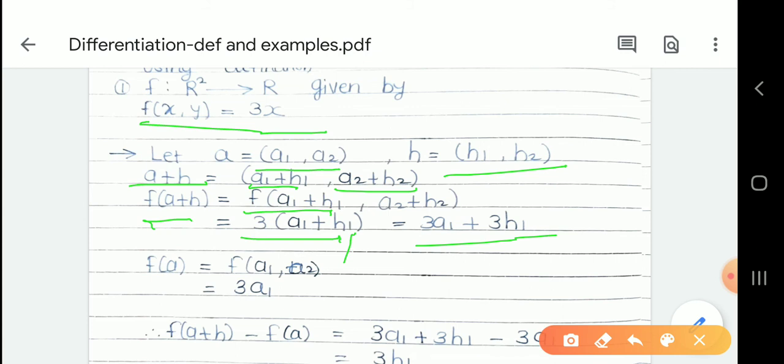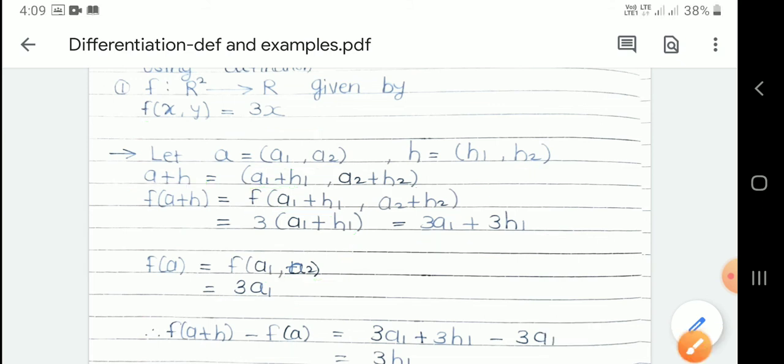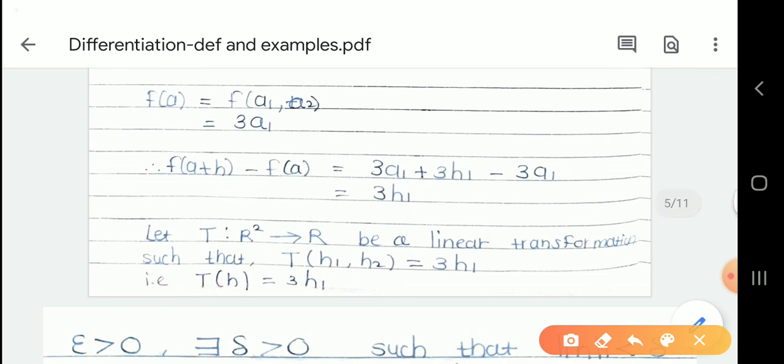So the value of f of a plus h is 3a1 plus 3h1. Now f of a. f of a is equal to what? f of a means (a1, a2). Only the x coordinate is present, so that means 3a1. So we have the values of f of a plus h and f of a. We want f of a plus h minus f of a. So f of a plus h is 3a1 plus 3h1 minus f of a which is 3a1. So 3a1 and 3a1 will cancel. Only 3h1 remains. So the value of f of a plus h minus f of a is 3h1.